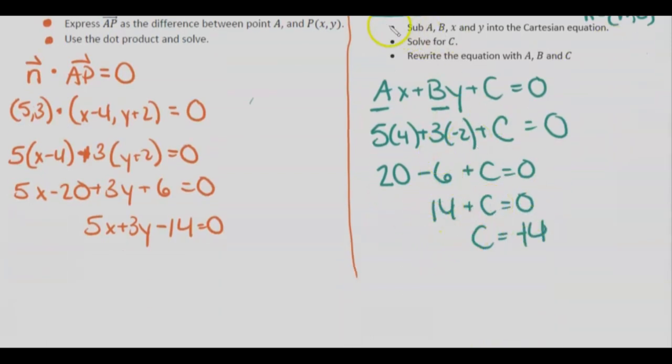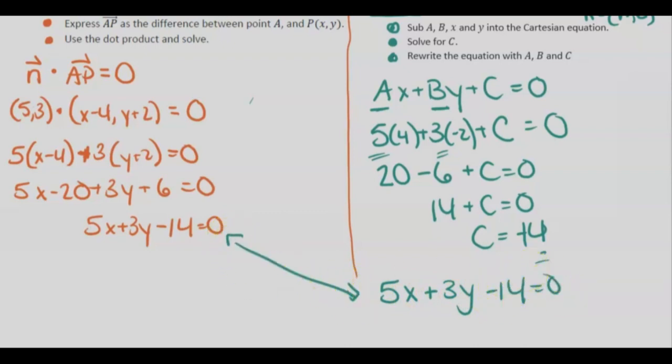So, I jumped the gun here. Solve for c. And then what we're going to do is rewrite this equation with our a, our b, and our c. So our final equation is going to be 5x plus 3y minus 14 equals 0. So these are the two methods that we can use when we have a point and a normal.